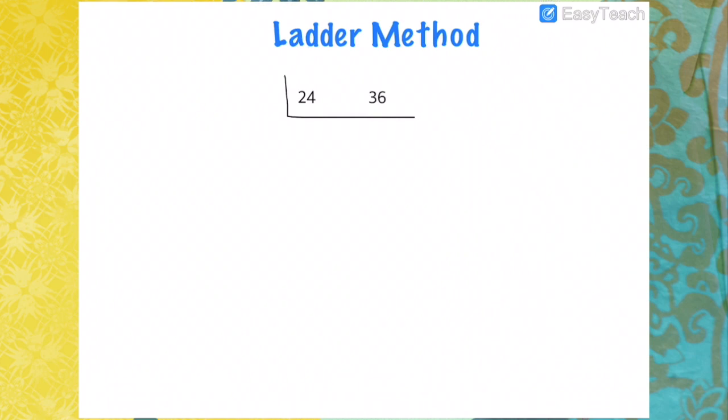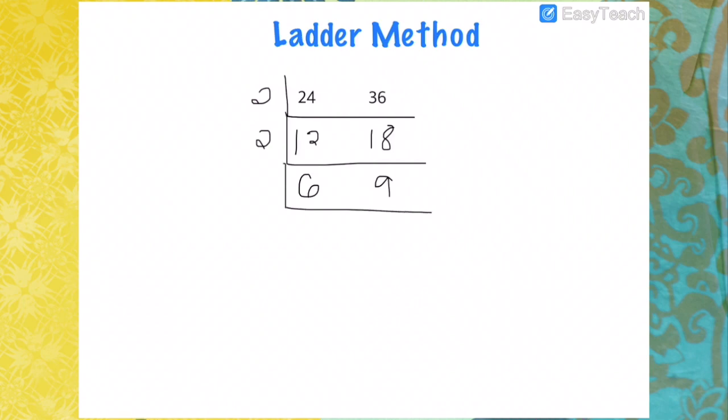So let's divide 24 and 36 by 2. 24 divided by 2 is 12. 36 divided by 2 is 18. Then we continue to divide it by 2. 12 divided by 2 is 6. 18 divided by 2 is 9. Then we continue. 6 and 9 are divisible by 3. So we divide it by 3. 6 divided by 3 is 2. 9 divided by 3 is 3. We will only stop when the last set of numbers are prime numbers. So since 2 and 3 are prime numbers, then this is the end of the ladder method.